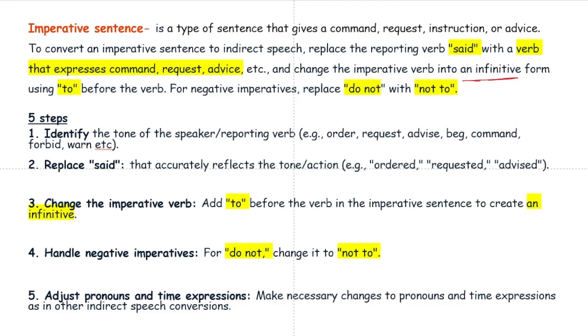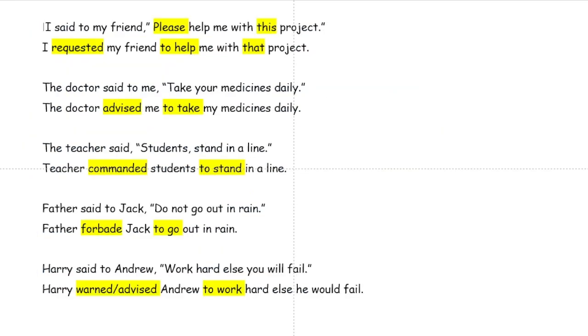The third rule is we will always change the imperative verb to an infinitive. I have already explained that infinitive is to plus verb. Clear? Then the fourth rule is we are always supposed to handle negative imperatives. Do not will change into not to. You will see it in an example. Then the fifth rule is we are always going to adjust pronouns and time expressions the way we were doing in the assertive sentences or interrogative sentences. Clear? Let's take some examples.